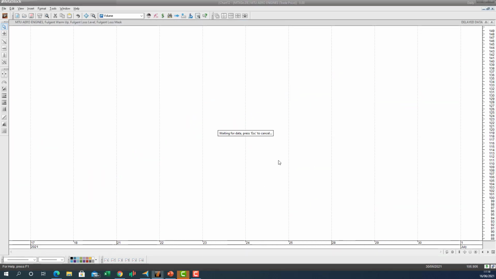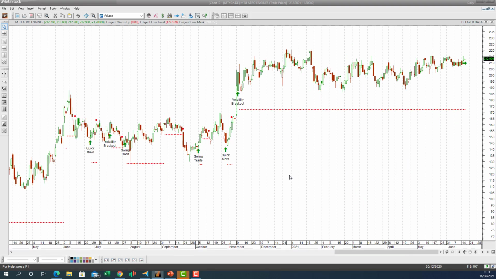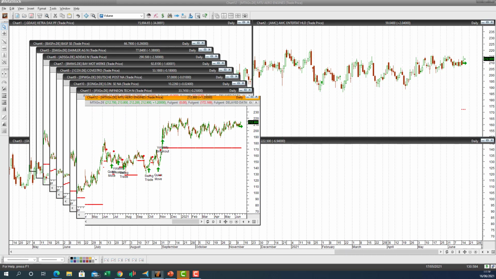MTU Aero. Very choppy trade, but interesting swing trade, quick move. You can see a sideways moving market. You tend to have quick moves and swing trades. And then you get the quick move up, volatility breakout. And this is now grinding sideways, slightly to up. But note how the AI has got a very wide stop loss in this one. So it accommodates, it looks at the volatility and then optimizes that stop loss.